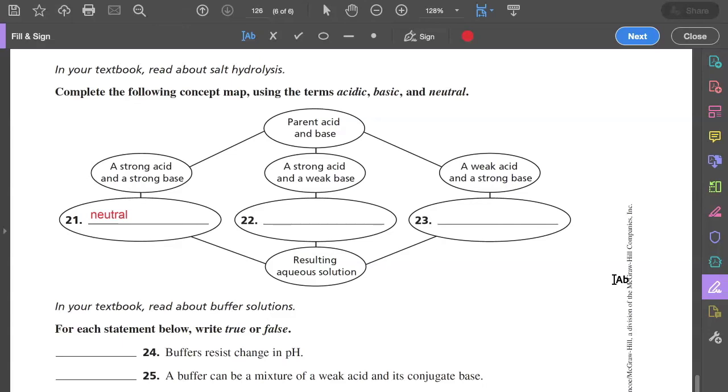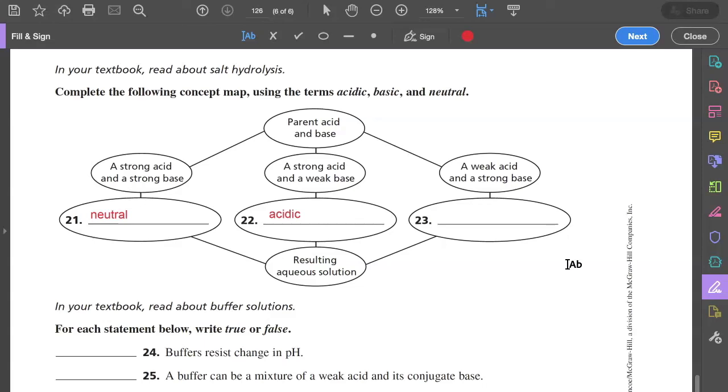What about for a strong acid and a weak base? For a strong acid and weak base, the resulting aqueous solution would be acidic. For a strong acid and weak base, recall that strong acids give anions that are too weak to do anything to water. So those are neutral. And the weak base gives us a cation from a conjugate acid that's fairly strong. So that cation is strong enough to cause an acidic solution in water. And so neutral plus acidic yields acidic.